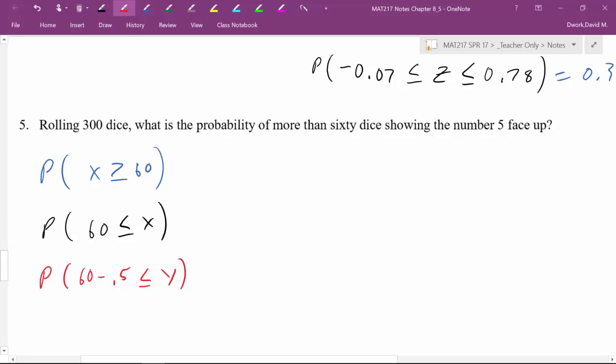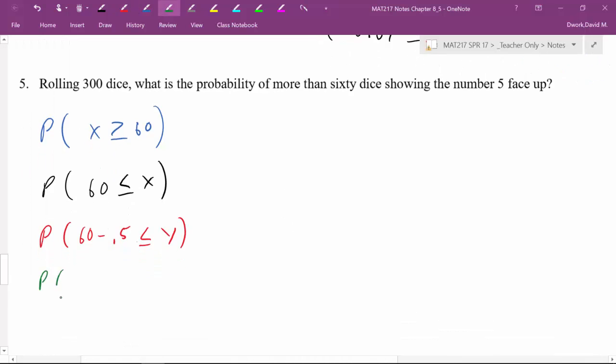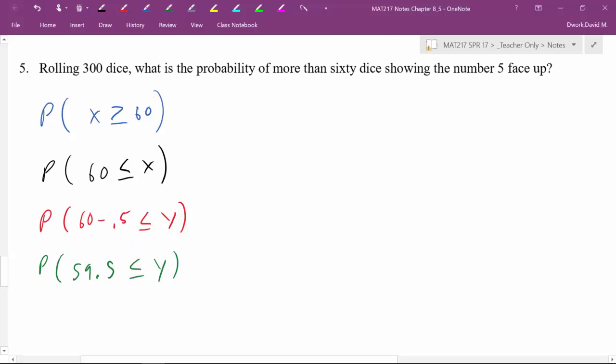So that should be a y now. And that's going to result in 59.5 is less than or equal to y. So now let's convert that into z-scores. How are we going to do that? Well, first thing I'm going to need is expected value. And we get that from n times p, and that would just be 300 times, what is the probability of getting a 5 face up on a die? The probability of getting a 5 face up is 1 out of 6.